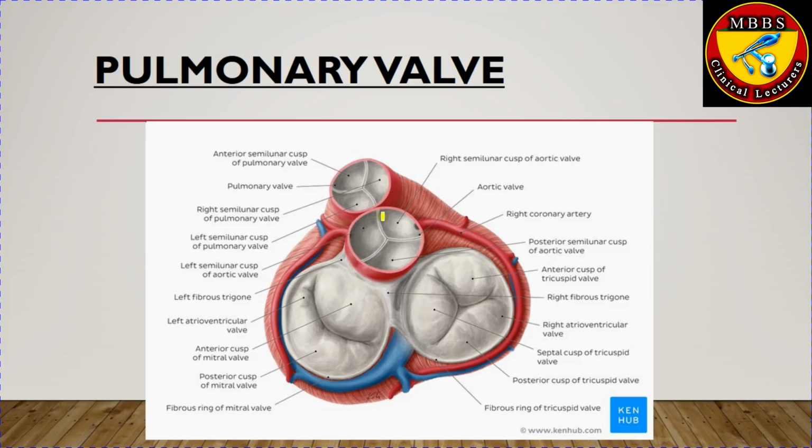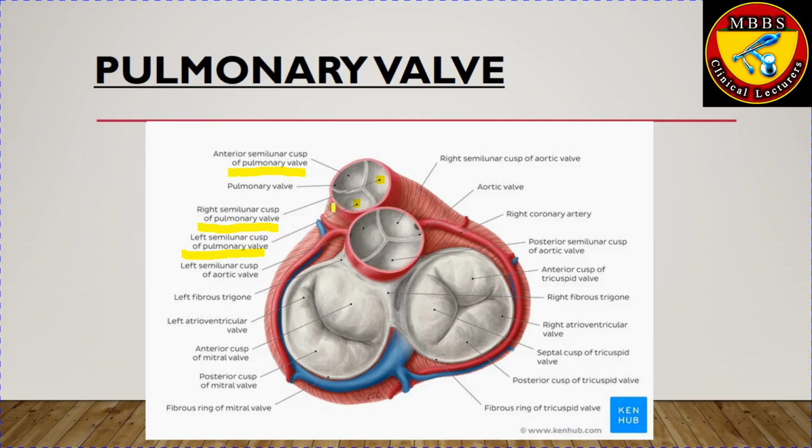This is an image in which you can see the superior view of the pulmonary valves. I said that when you view the pulmonary valve from the pulmonary trunk, they appear concave. So there are the 3 cusps: the anterior semilunar cusp of the pulmonary valve, then the left semilunar cusp, and the right semilunar cusp of the pulmonary valve.